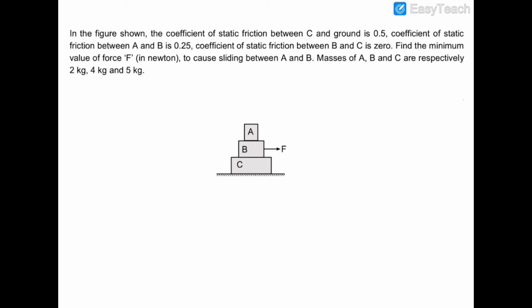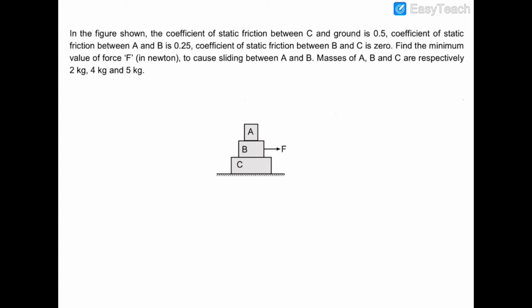In this question, it is given that the coefficient of friction between C and the ground is 0.5 and the coefficient of friction between A and B is 0.25. But the important thing which I am pointing out is the fact that the coefficient of friction between B and C is 0. Which means if we are applying any force on block B, then block B will not apply any friction or any other force on C. Therefore, C will not move at all and block B will slide on a frictionless surface.